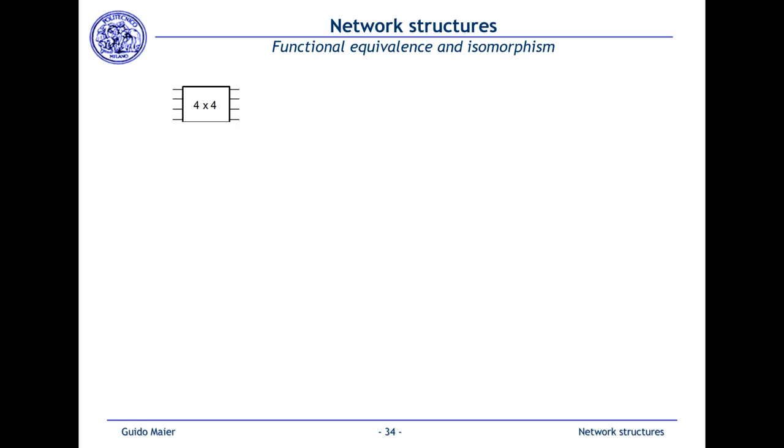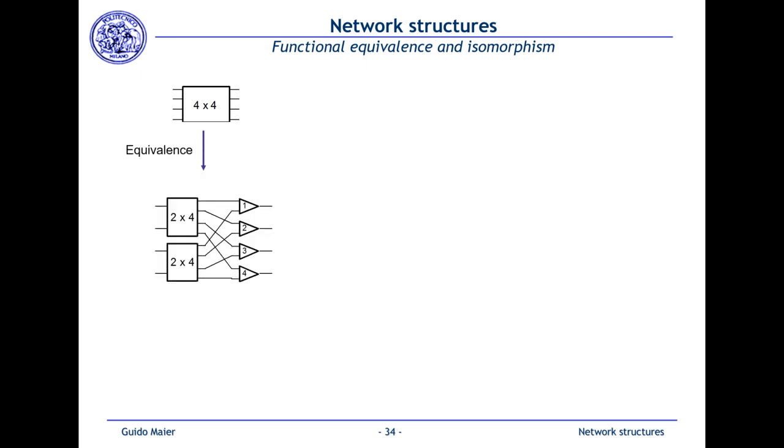If we want to build a network in a more complicated way, we can now apply the two concepts of functional equivalence and isomorphism. Let's start with a simple example. This is a 4x4 network, and let's say we want it to be strictly non-blocking. We can build it internally in different ways. If we are able to set up connections that ensure you can perform all the permutations, then you have a functionally equivalent implementation. So this network can be implemented, for example, internally in this way.